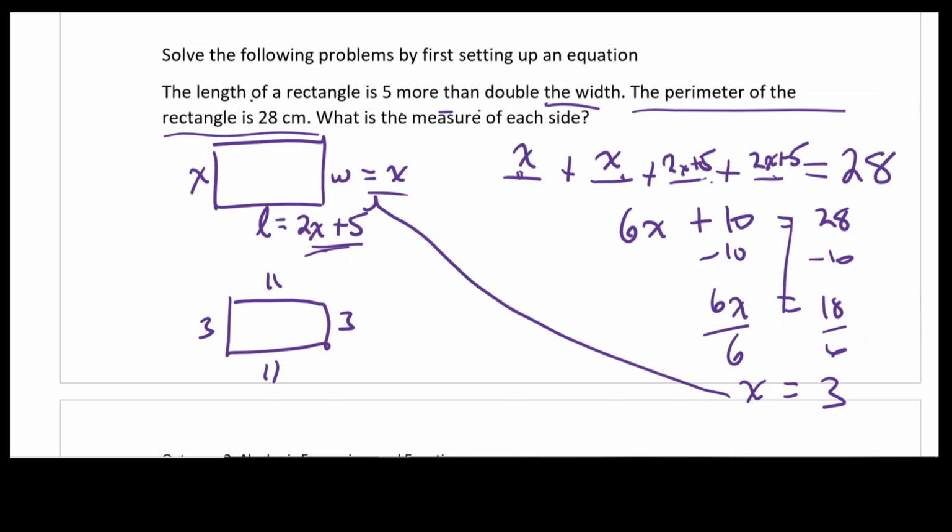And I can double check. 3 plus 3 plus 11 plus 11. Well, 11 and 11 makes 22. 3 and 3 makes 6. So those two together make 28. So it did, in fact, work out.